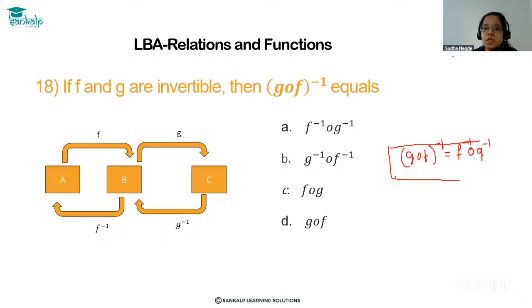So option A is the correct answer. This is second element you need to take first. So it is not correct, not correct. Final answer is f inverse composition g inverse. That is the answer for (g composition f) inverse. Thank you.